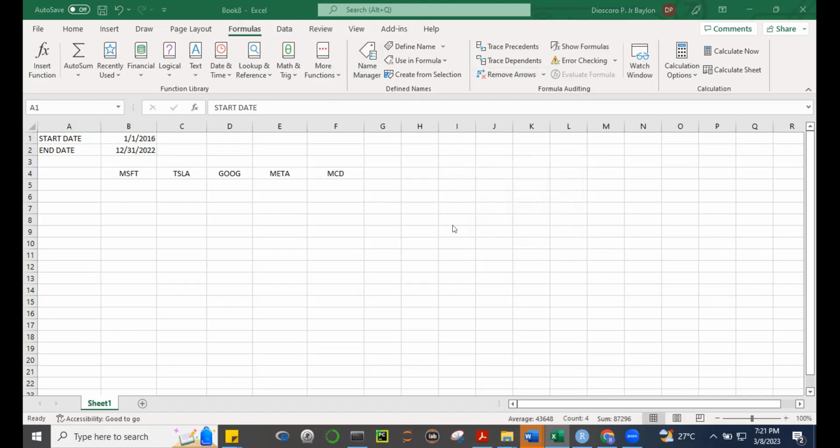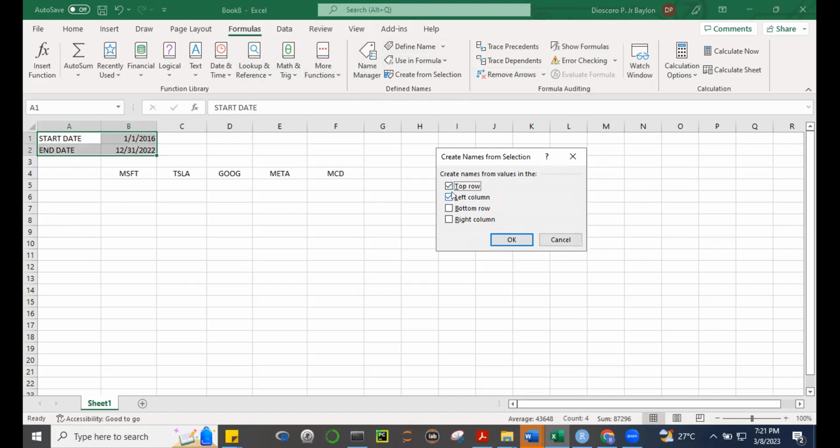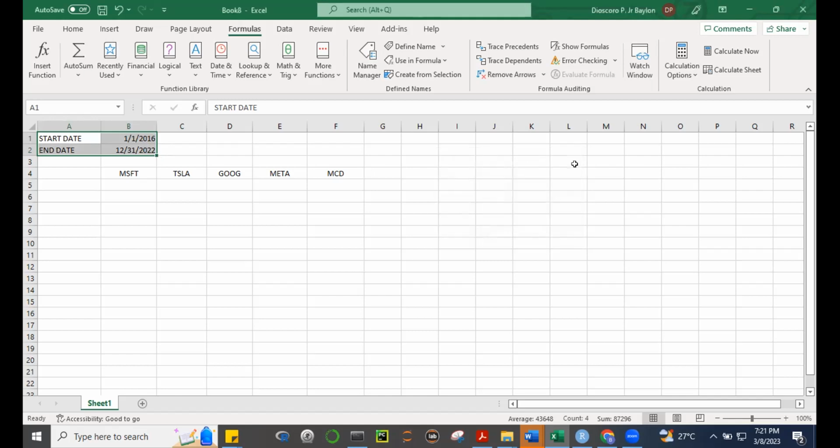Pero kung hindi, highlight na lang, tapos go to formulas. Formulas, and then here, ito sa defined names, create from selection, then as I said, tatanggalin ko si top row kasi yung names nasa left column. Okay. So now, these cells now have names. Now, we give names to cells, especially if you're going to use that in formulas.